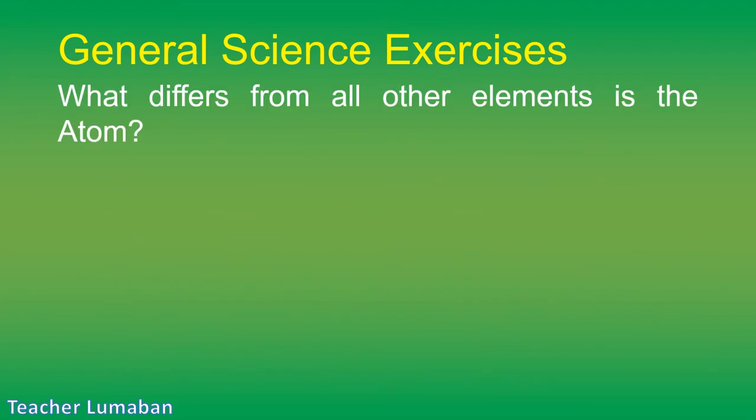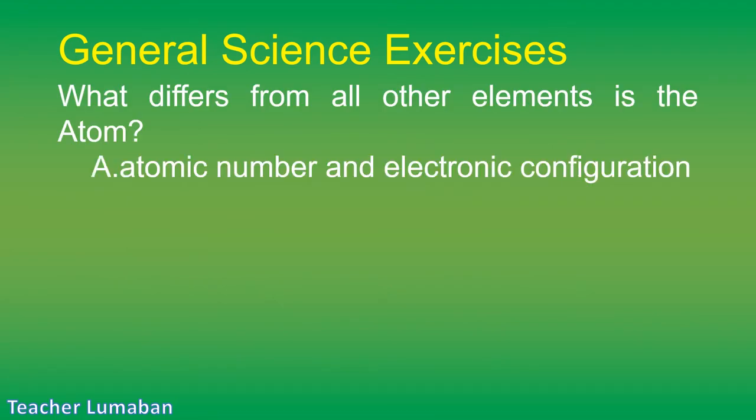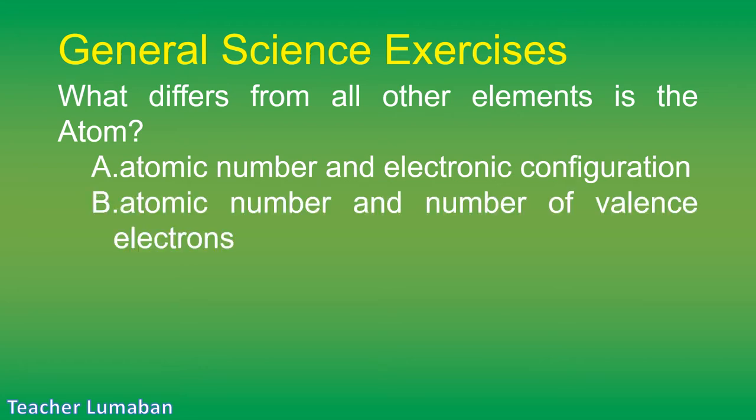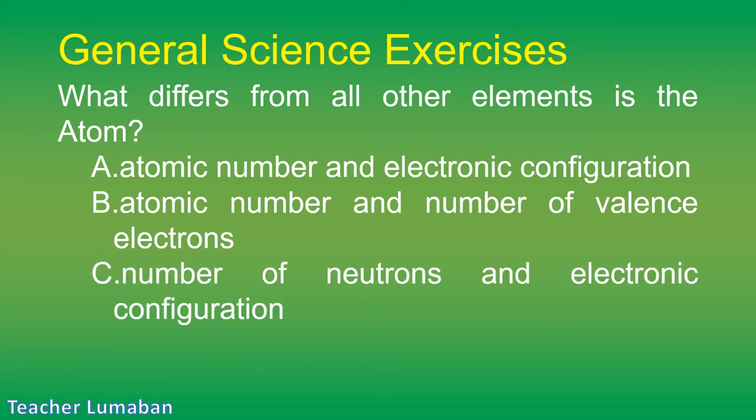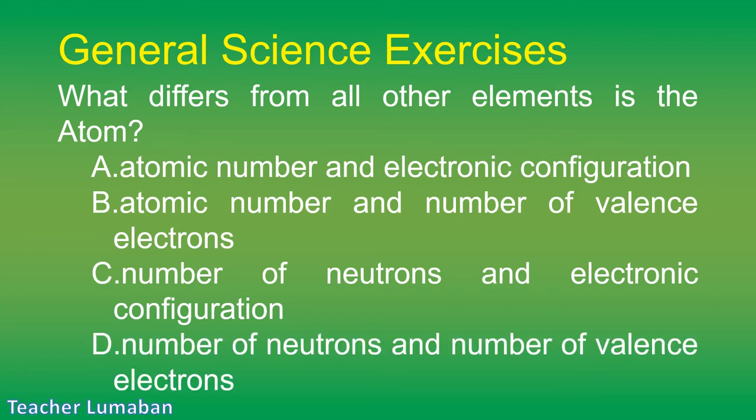What differs from all other elements is the atom. Letter A, atomic number and electronic configuration. Letter B, atomic number and number of valence electrons. Letter C, number of neutrons and electronic configuration. Letter D, number of neutrons and number of valence electrons.